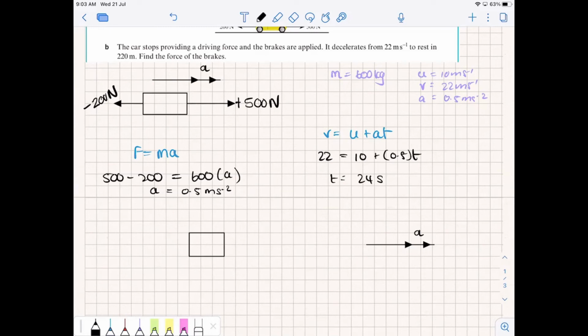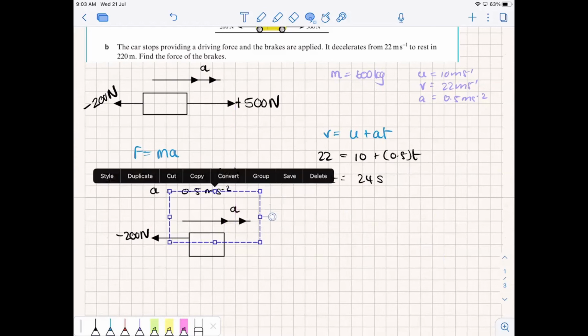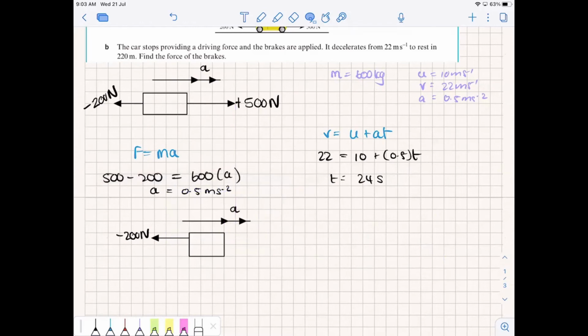Come on, Mr. Arrow. We still have our 200 newtons. We don't have the driving force anymore, so it's not there, right? Again, we are considering acceleration going in this direction, which is why my force of air resistance is minus 200 newtons, just because it's going in the opposite direction.